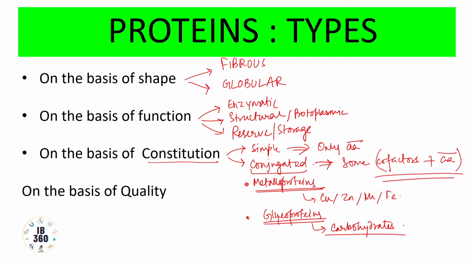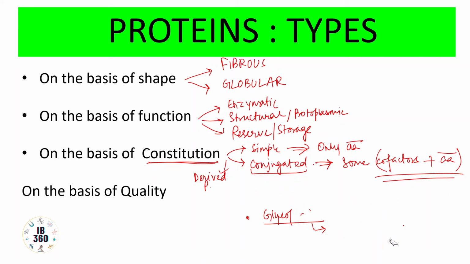Then proteoses. If we break down proteins, it forms peptones, proteoses. So it is a breakdown product. This is the category which is known as derived protein, which we usually classify under constitutional basis only. I hope you have taken all this down. So this is a derived protein, the third part on the basis of constitution.